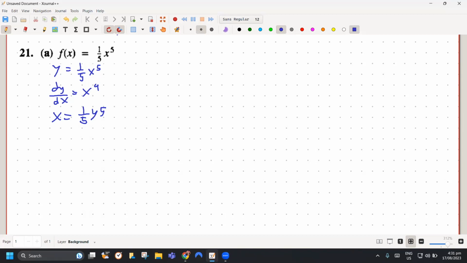Kasi yung rule na dx/dy equals 1 over dy/dx, yung inverse expressed in terms of expressing x in terms of y. So dapat dyan, solve for x in terms of y. So starting from your first equation, y equals 1/5 x to the 5th, solve for x. So hindi pwede yan.